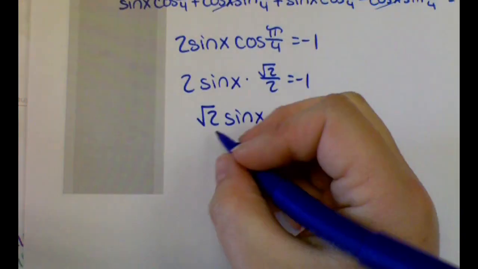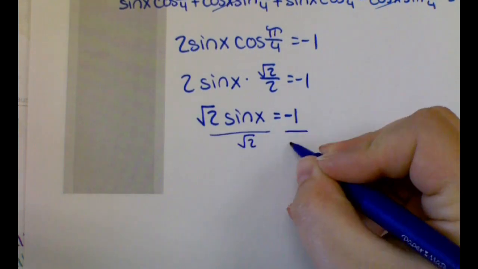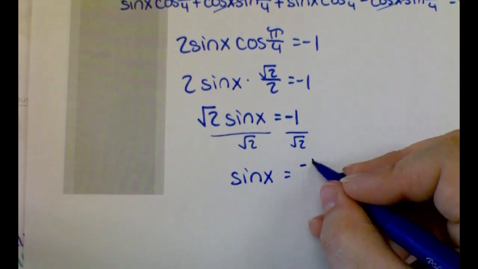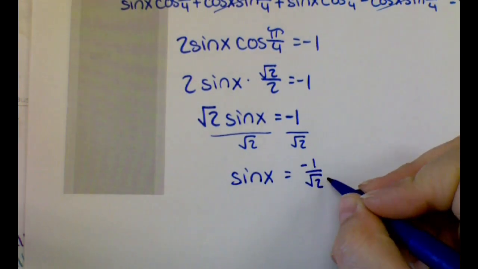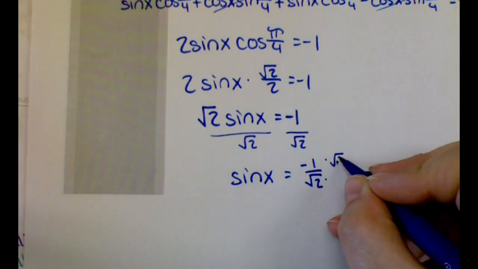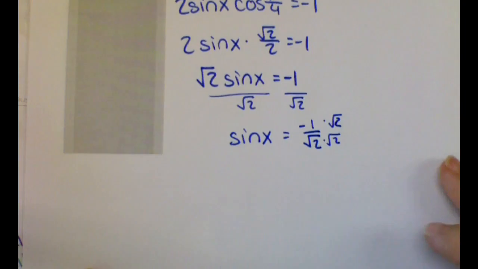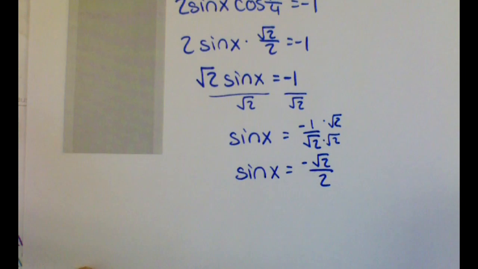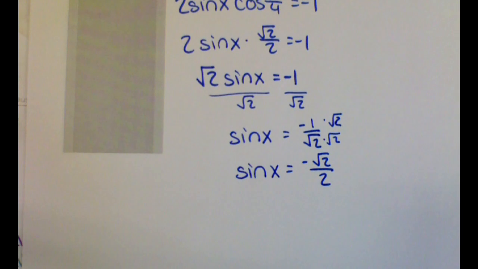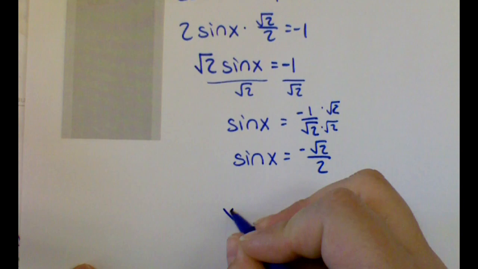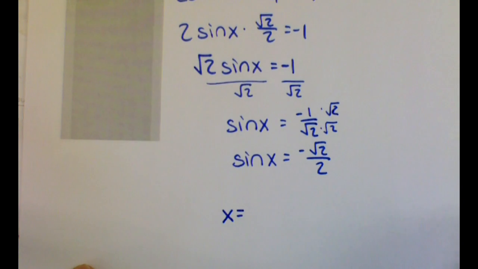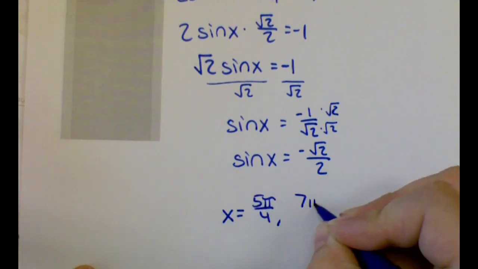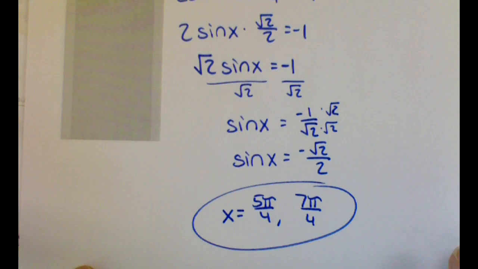Now when the real fun starts, we divide by the square root of 2. I get the sine of x equals -1 over the square root of 2. But to get ourselves to a point where we usually see it, we'll multiply by the square root of 2. So the sine of x equals negative square root 2 over 2. This is said to give the answers between 0 and 2 pi. So between 0 and 2 pi, where's the sine negative square root 2 over 2? 5 pi over 4, and 7 pi over 4 are our answers.